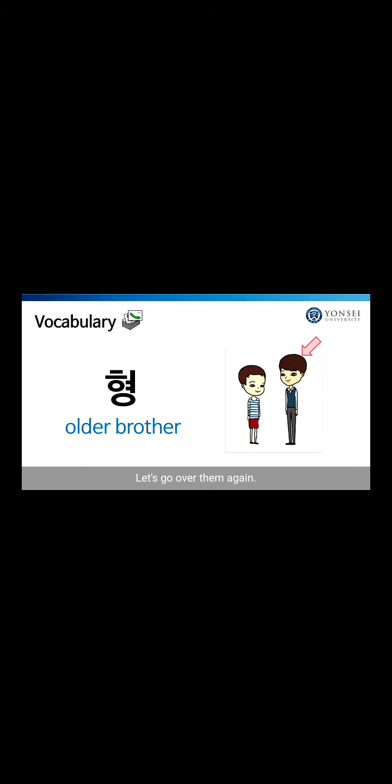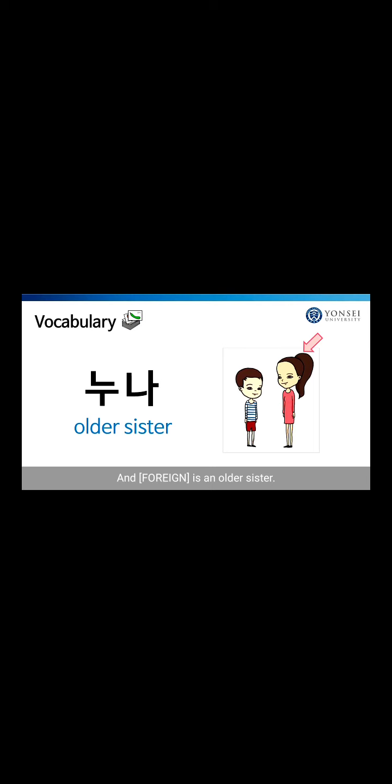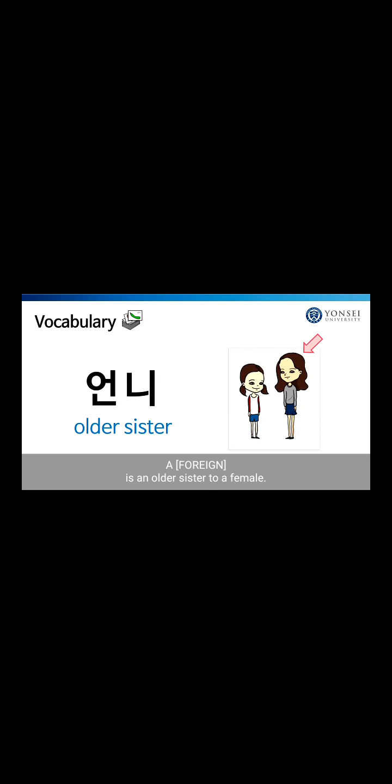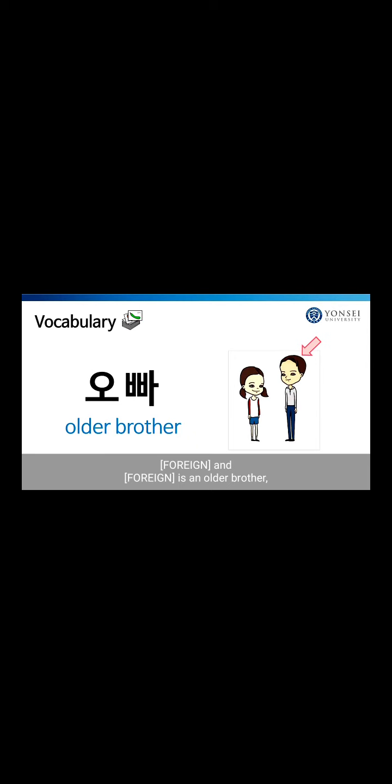Remember how you learned about the different members in your family. Let's go over them again. 형 is an older brother. 누나 is an older sister. A male younger sibling would call his older siblings like this. 언니 is an older sister to a female. And 오빠 is an older brother, and a younger female sibling would call her older siblings as such.